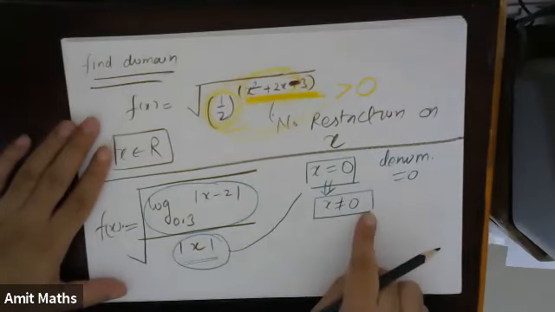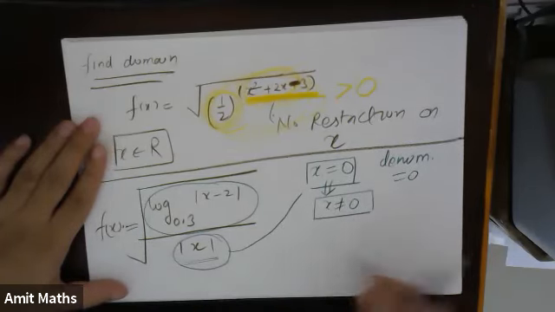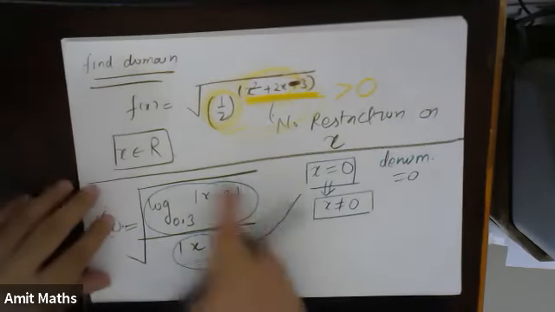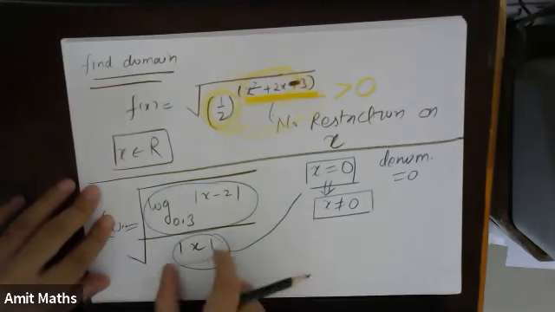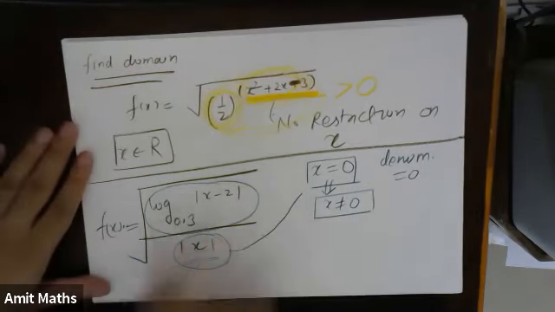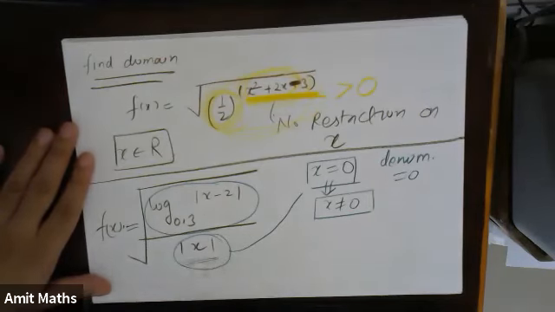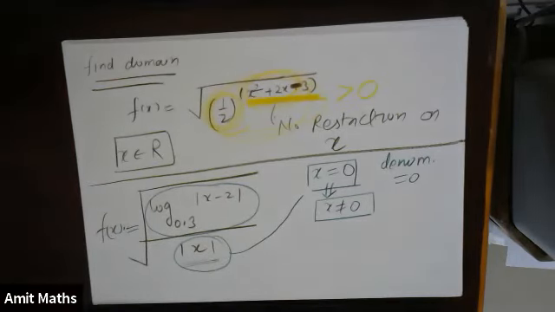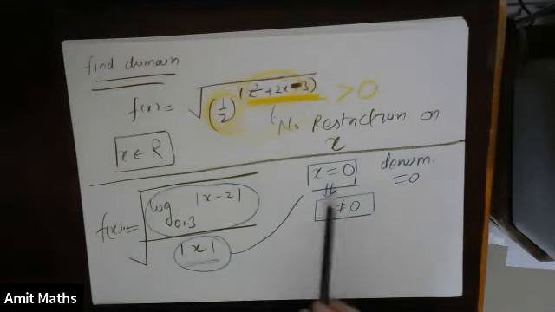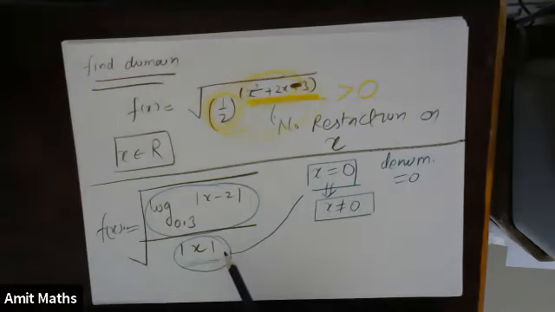If x is not equal to 0 and the denominator is always positive for all other values, that means this will not affect the sign of this part. That means I can completely remove this mod of x. Why can I remove it? Because I've already taken into consideration that x is not equal to 0. If x is not equal to 0, this is harmless for us.